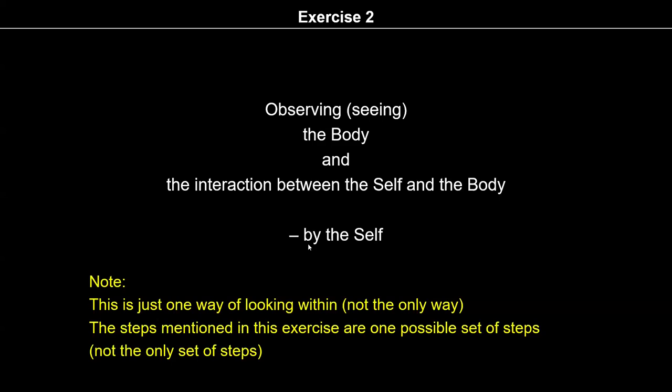So during exercise one, we practiced to observe consciousness by consciousness. And now in this exercise two, we are trying to observe body by the consciousness, and the interaction between the self and body by the self consciousness. So this is how we are moving step by step.